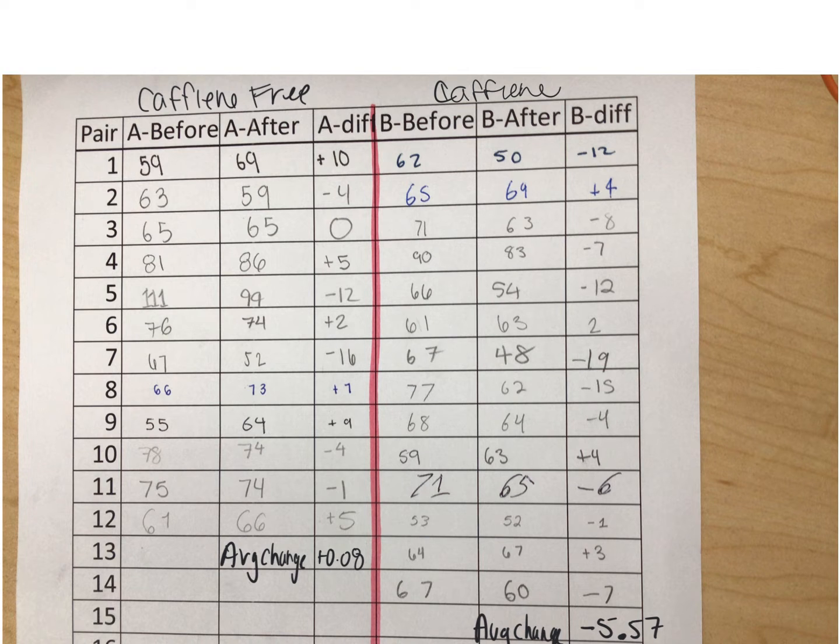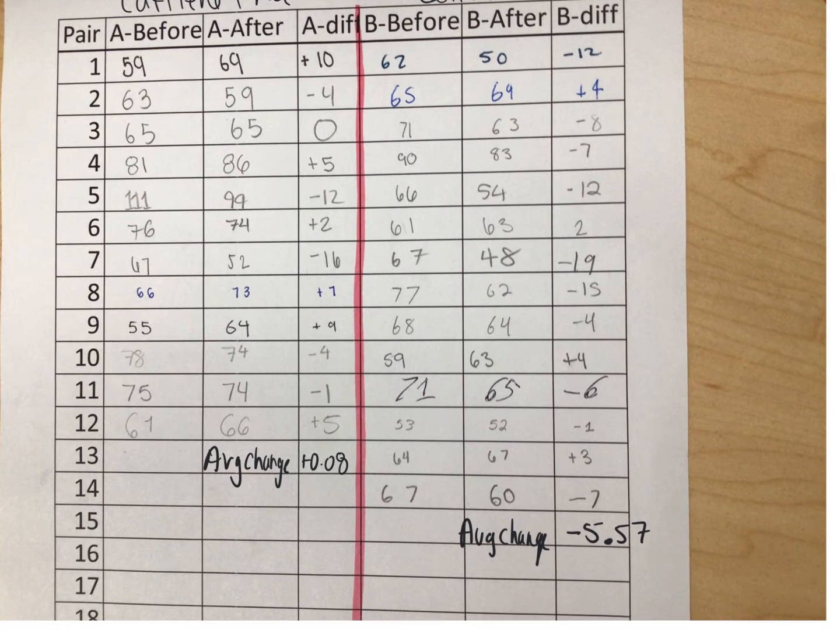Okay. It went up 0.08 on average beats per minute. The caffeine group had an average change of going down 5.57 beats per minute. Okay. Whoever went down 19, who had a starting heart rate of 111? Oh, that's not bad. I'm surprised that wasn't me. Okay, so is that difference?